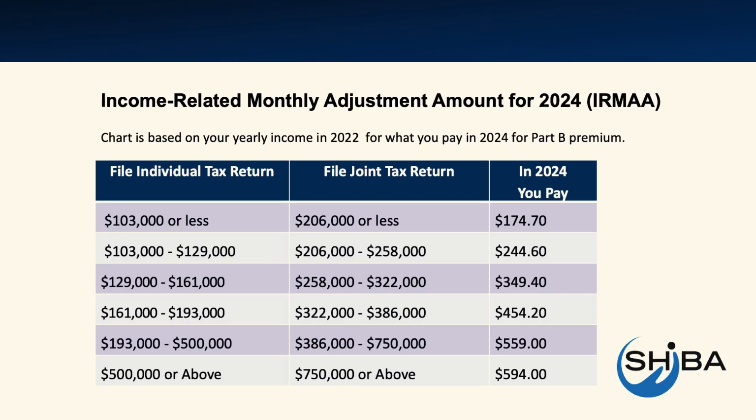Since 2007, people with Medicare who have higher incomes have paid higher Medicare Part B premiums. These income-related monthly premium rates affect roughly 5% of people with Medicare. This chart shows the current Part B premiums for people with higher incomes, and the amount is based on your tax return from 2 years prior.